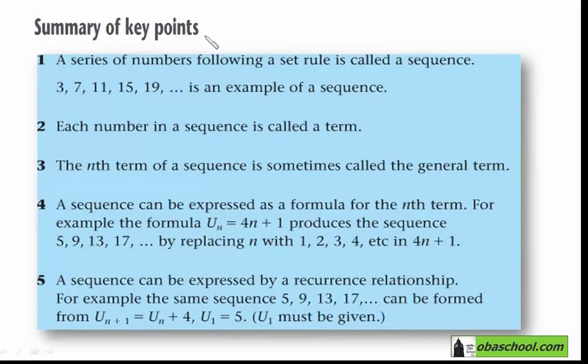To make a summary of all of the ideas, a series of numbers following a set rule is called a sequence. Each number in a sequence is called a term. The nth term of a sequence is sometimes called the general term. A sequence can be expressed as a formula for the nth term, for example, un equals 4n plus 1, where n has different values. A sequence can be expressed by a recurrence relationship. For example, the same sequence can be formed from un.